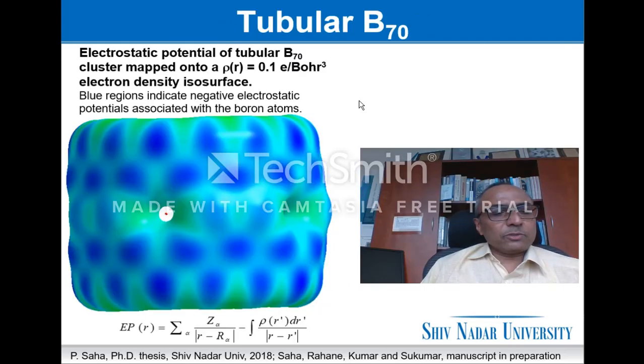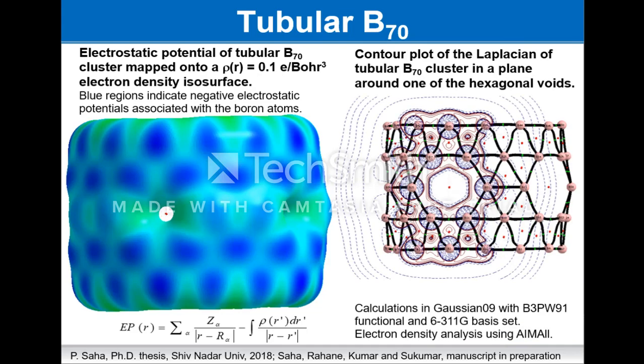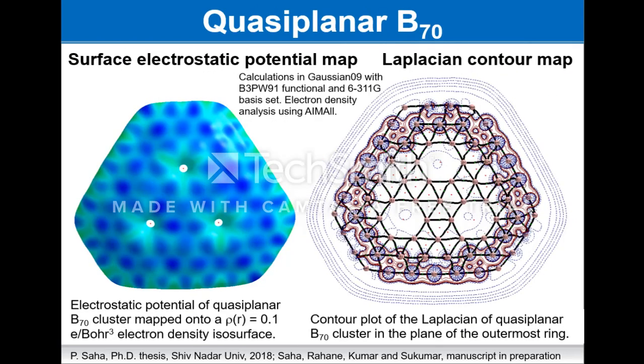We see here the electrostatic potential of the lowest energy B70 cluster mapped onto a 0.1 electrons per cubic Bohr electron density isosurface and the contour plot of the Laplacian in a plane around one of the hexagonal voids. The surface electrostatic potential map and Laplacian contour of the low energy quasi-planar B70 isomer with 3 hexagonal voids is shown here.